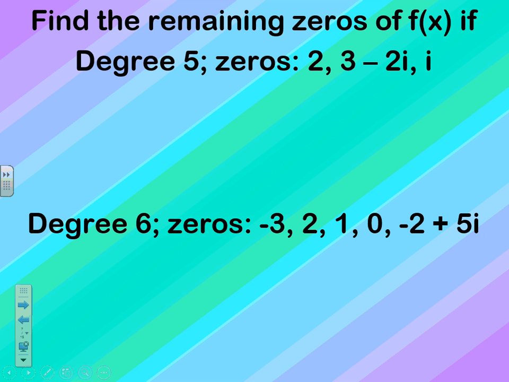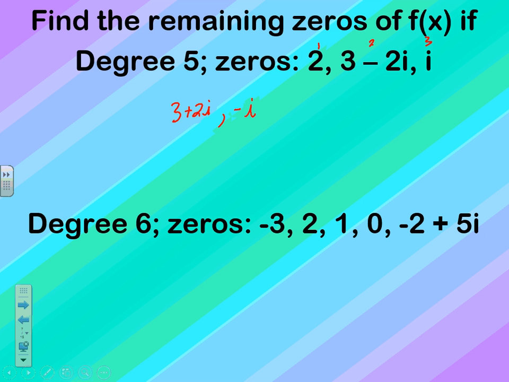So here, we're not asked to write this out as a 5th degree or 6th degree polynomial. It's just asking us, what are the remaining zeros? Well, here, they're giving us 1, 2, 3 zeros out of the 5. So there's 2 that we need. But because we have 2 imaginary roots, we have to recognize that those imaginary roots always come in pairs. So the conjugate pair of the 3 minus 2i is going to be 3 plus 2i. So there's one remaining root. And the other remaining root is going to be the conjugate pair of i, so that would be negative i.